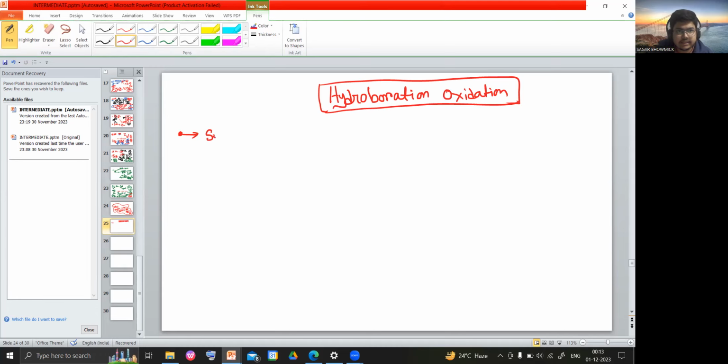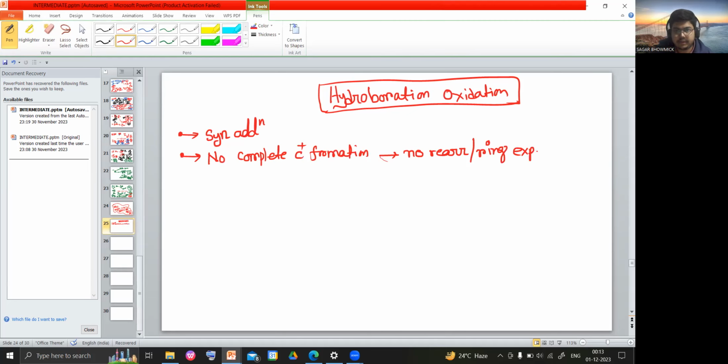First, in this reaction, syn addition occurs. Second, no complete carbocation formation. That means no rearrangement of carbocation, no rearrangement or ring expansion or contraction occurs. So you have to understand that in this reaction, no rearrangement or ring expansion or contraction occurs.